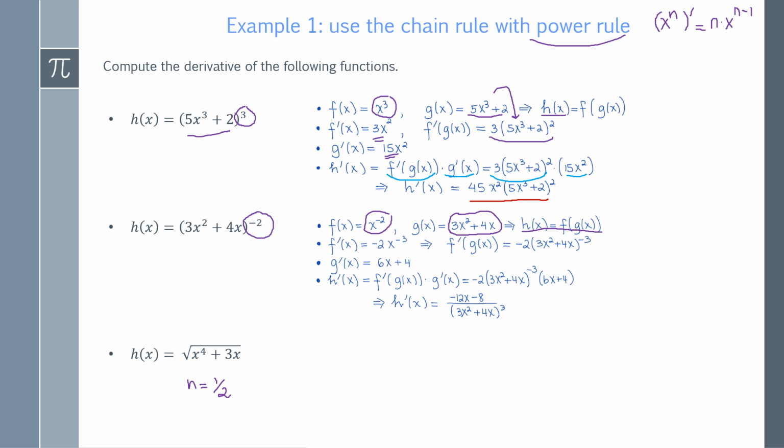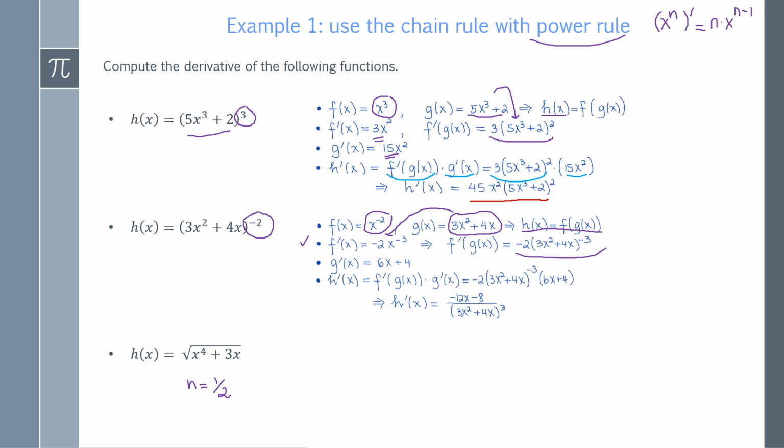All right, next step is to compute the derivative of the outer function. So that would be negative 2 times x to the negative third power. Okay, once we do that, we plug in our g everywhere we see x.